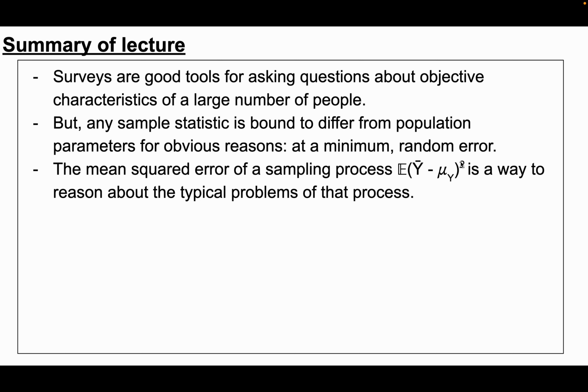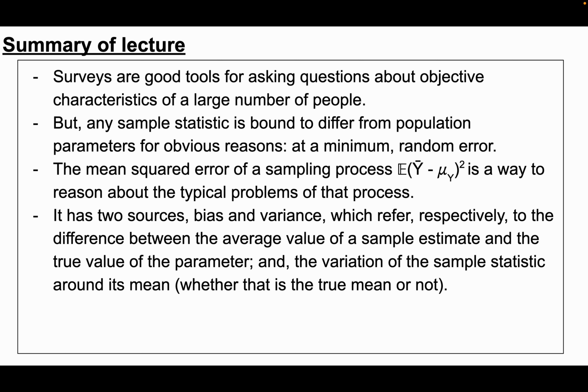And then finally, this is squared. I'll say more about that later. So it turns out that you can decompose that mean squared error into two sources, and these really should be called like squared sources because these terms will be squared when you look at them mathematically, but we'll come back to that. Those two sources are the bias and the variance.